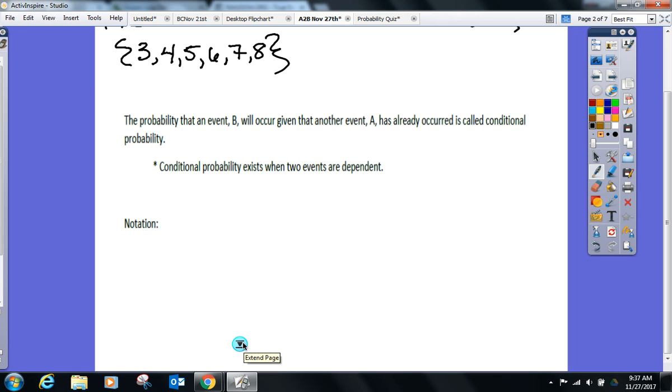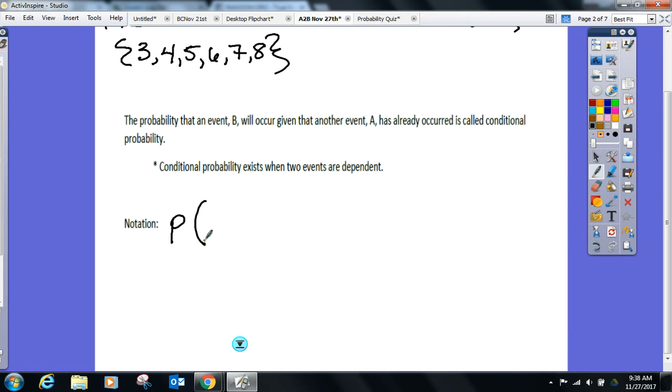Here's where we are today. Conditional probability. Probability that an event B will occur given A already occurred. So an event already occurred. Based on an event already occurring, what's this new probability? Here's the notation you'll see.